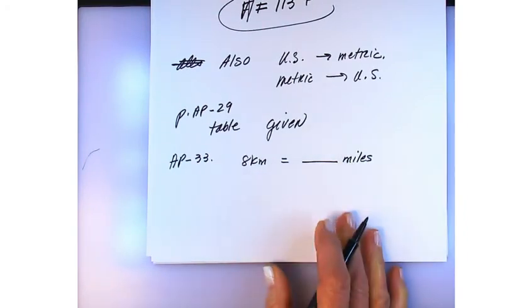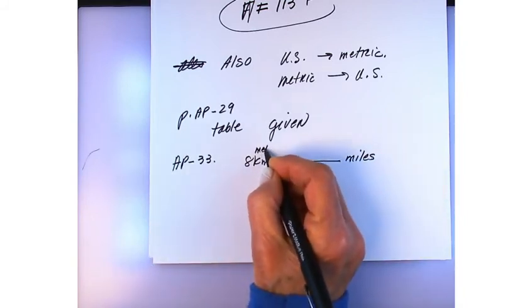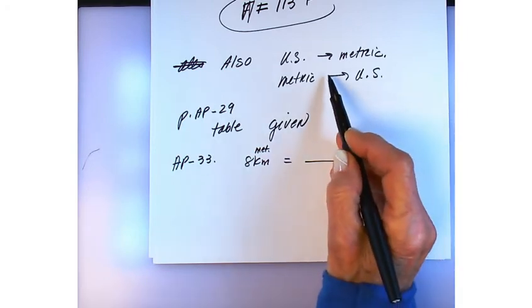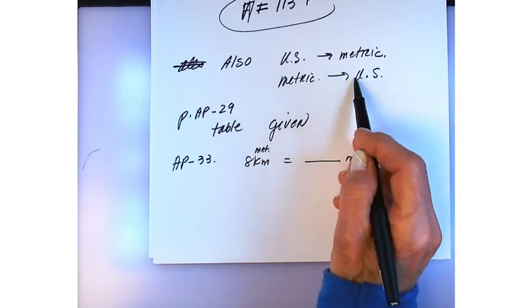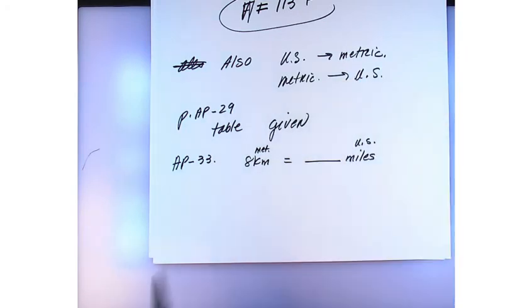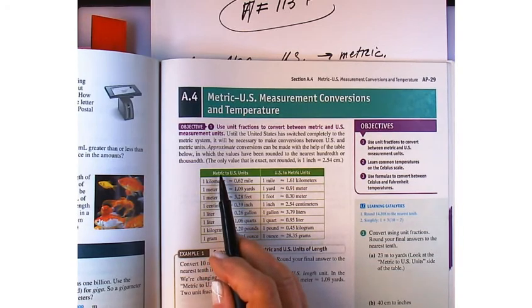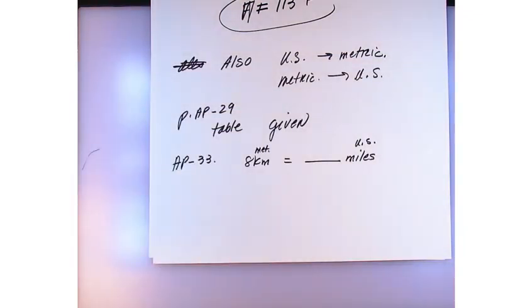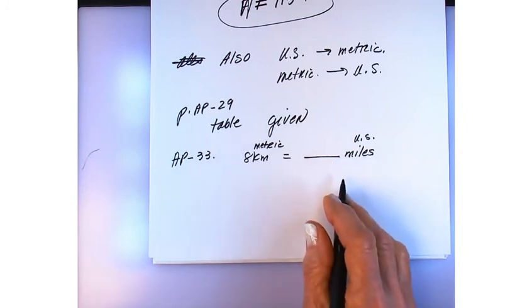So this is what I do. I put down that this is metric to remind myself, and I put down this is US. So I want to go from metric to US. So I look on my table here, and this tells me right here, metric to US units. Okay? That's why I write these words right above it, so I know to use the table on the left or the table on the right.